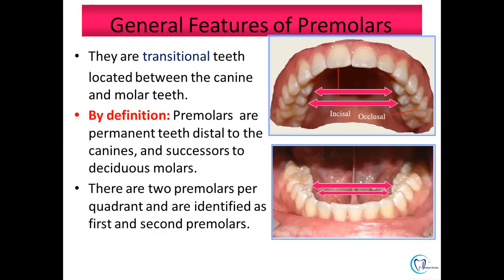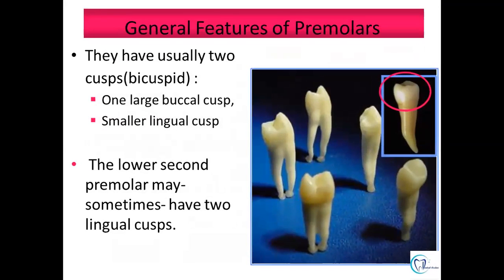There are two premolars in each quadrant, that is the first and the second premolar. There are four premolars in each arch, and in total we have 8 premolars. They are also known as bicuspids because usually they have two cusps. One large buccal cusp, another small lingual cusp, which is a cingulum in cases of anterior teeth. Here it is well developed into a cusp. However, sometimes the lower second premolar may show two lingual cusps, that is a three cusp variety of premolars.